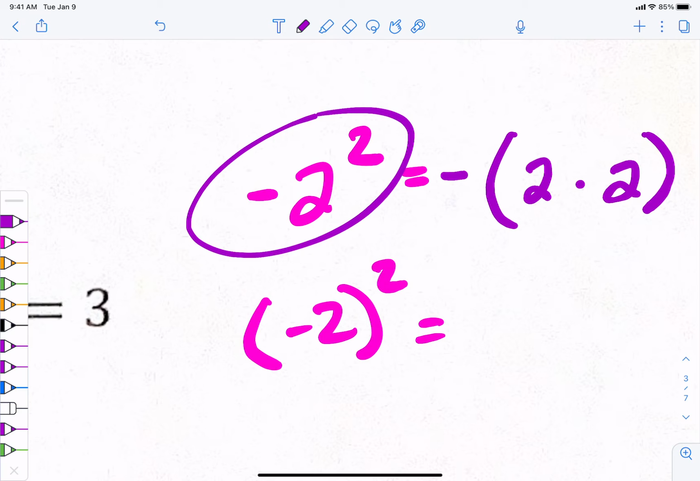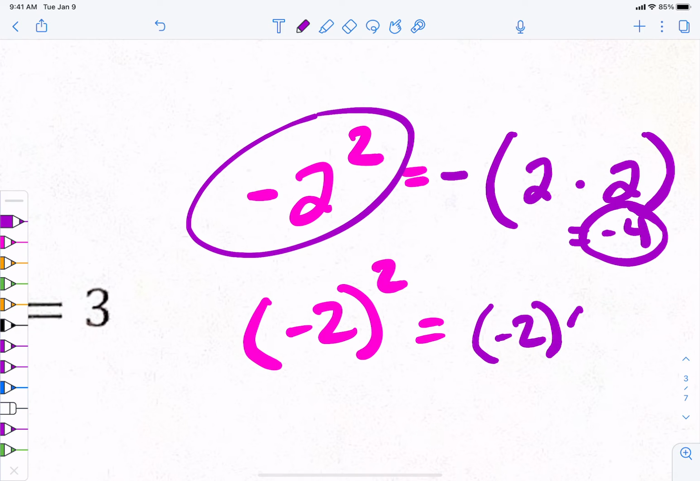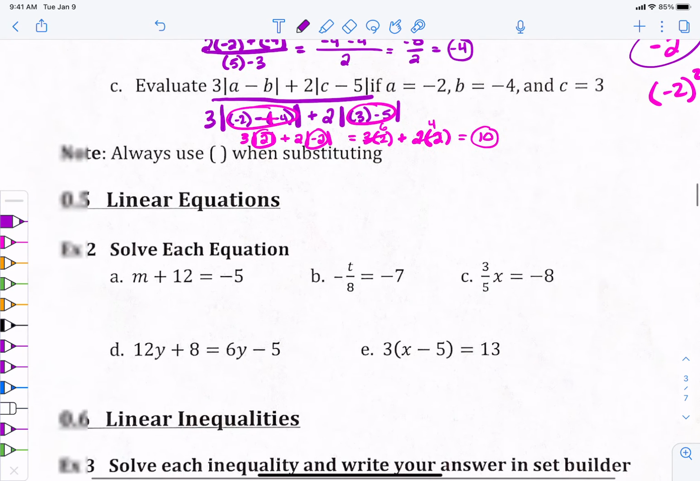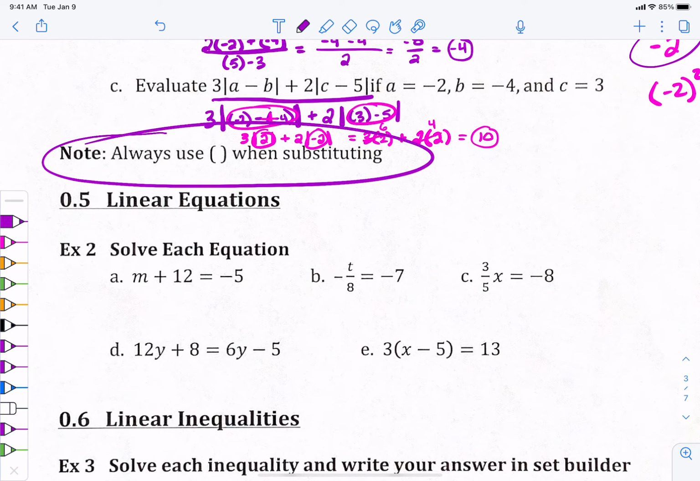Okay? So this guy is -4. Versus this one, we're squaring the negative and the 2. So we're taking -2 times -2 like that. So that one is +4. So when you are plugging numbers in, it does make a huge difference whether you have parentheses or no parentheses. Okay? Do you see why that top one is negative? You're only squaring the 2 and then adding the negative later. Okay? So order of operations, that's how it goes. Note, always use parentheses when substituting. We talked about that. All right, let's go down.